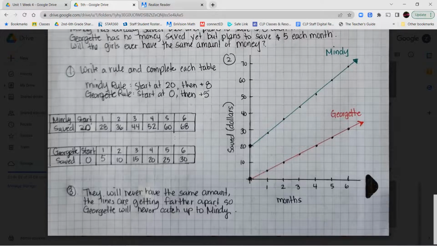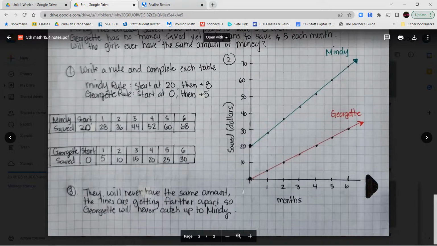Now we took those numbers and we plotted them into our graph as ordered pairs. So Mindy's was blue and Georgette's was red. So Mindy's, we started at 20. And then after 1 month, she had 28. And then 2 months was 36. 3 months was 44. 4 months is 52. 5 months is 60, and 6 months is 68.